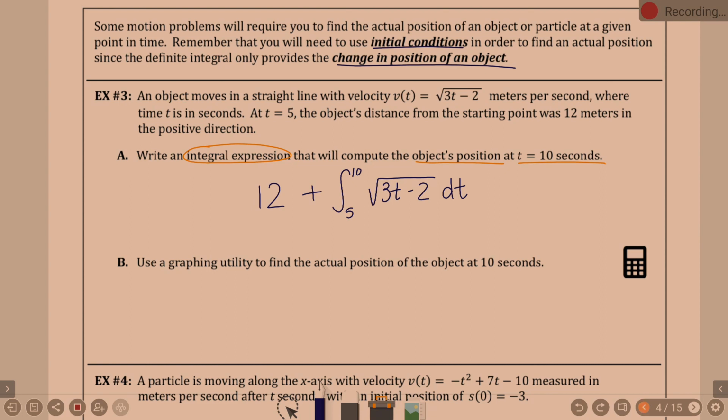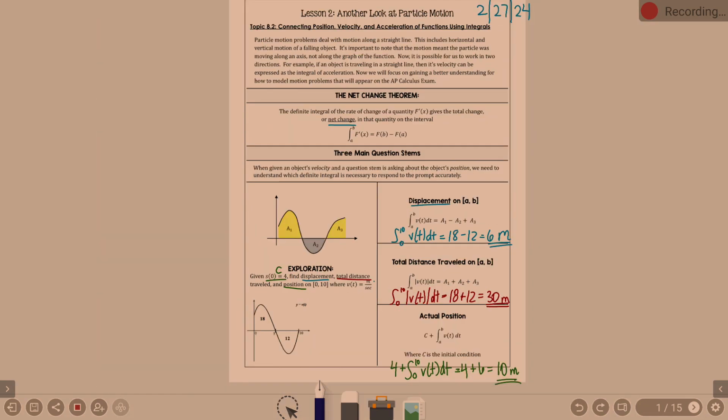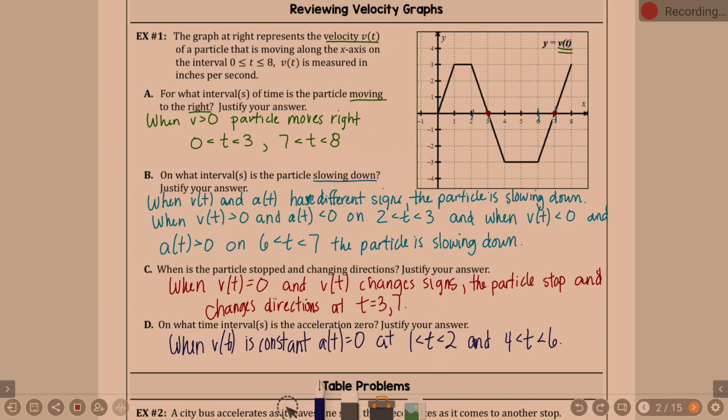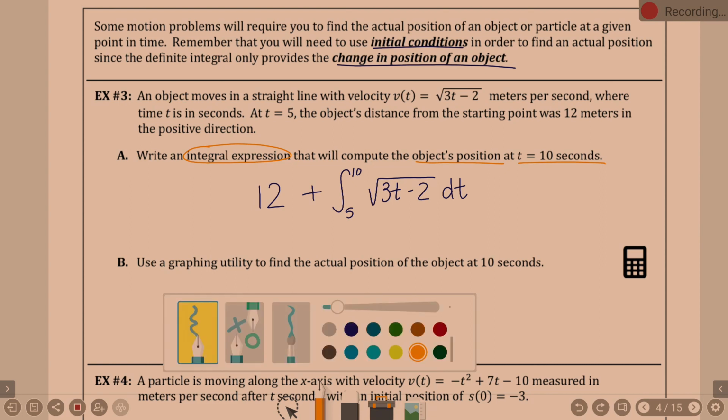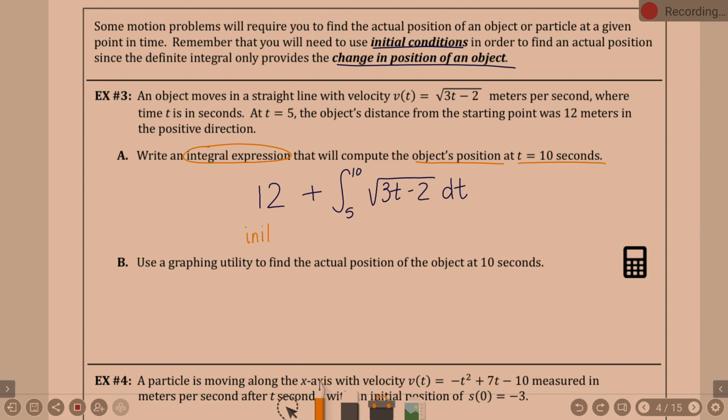If you look back at what we did yesterday, right here is where we're at. Actual position: your initial condition plus whatever is going on over the interval. So our interval is not 0 to 10, because we have an initial condition at 5. I have it commented in my notes that it's the initial plus the displacement, so the change from 5 to 10. That's what we just did there. But all we needed was the integral expression.